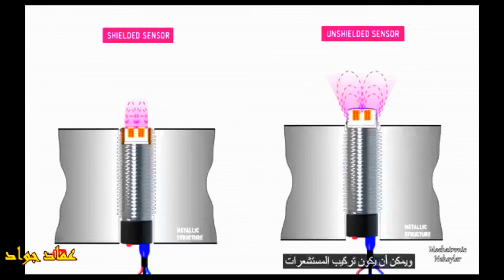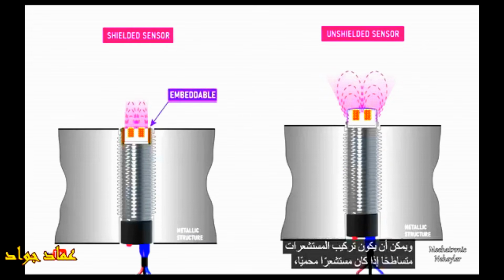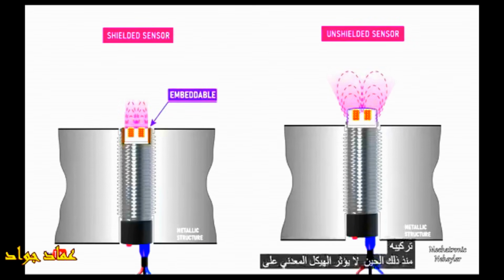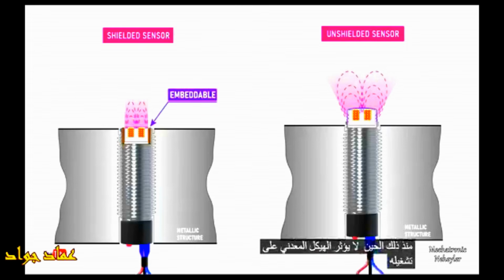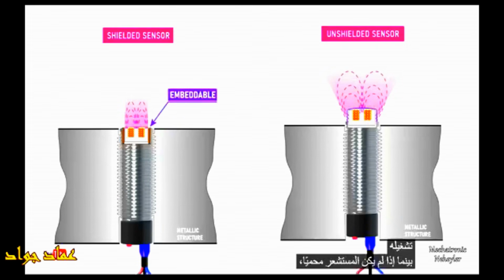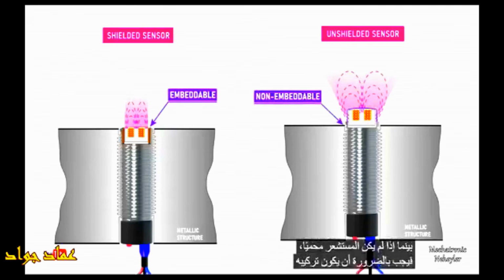The installation of the sensors can be flush if it is a shielded sensor. In this case, the face of the sensor is flush with the metal structure where it is installed, since the metal structure does not affect its operation. Whereas, if the sensor is not shielded, its installation necessarily has to be non-flush, that is, the active face of the sensor goes out and its operation is not affected by the metal structure that supports it.